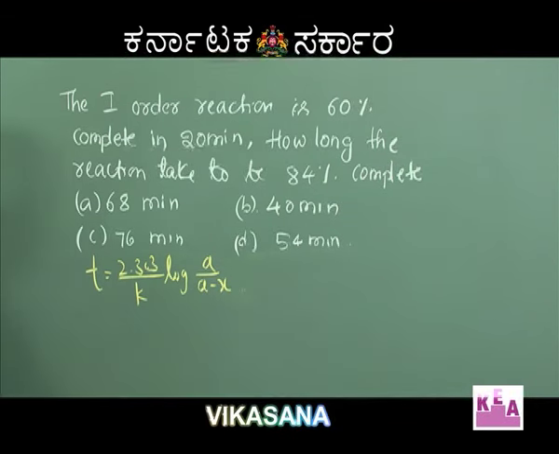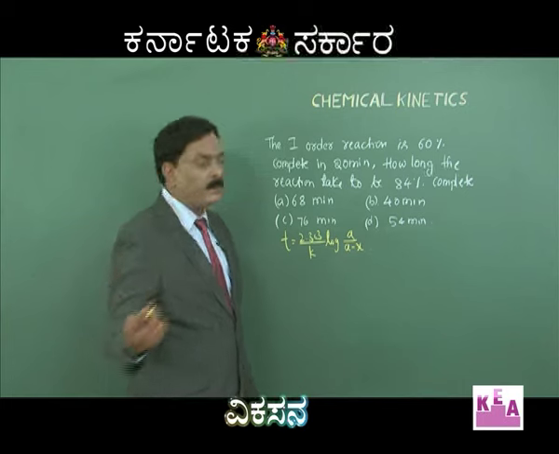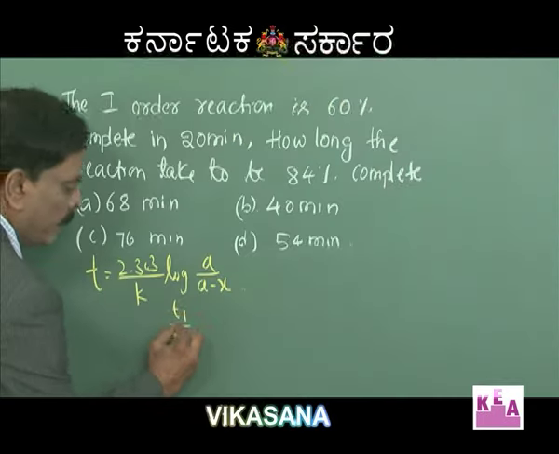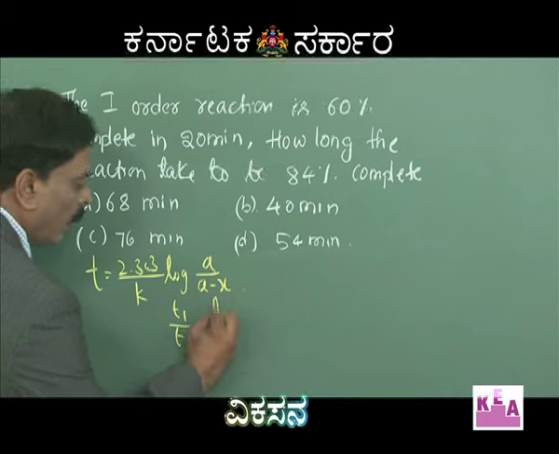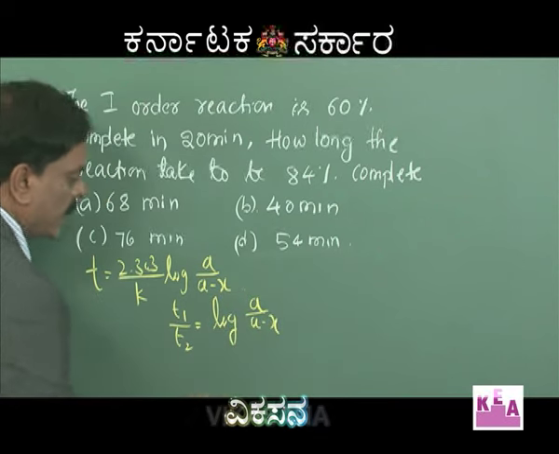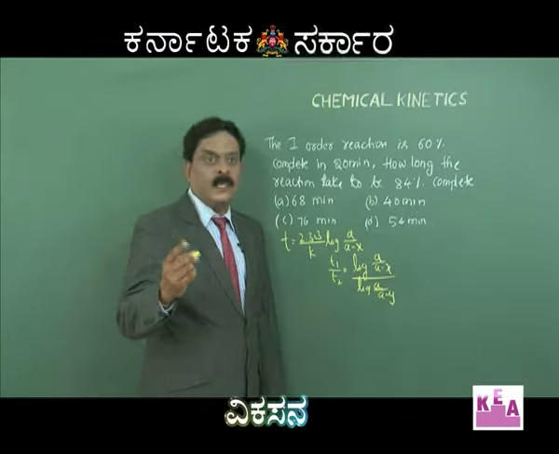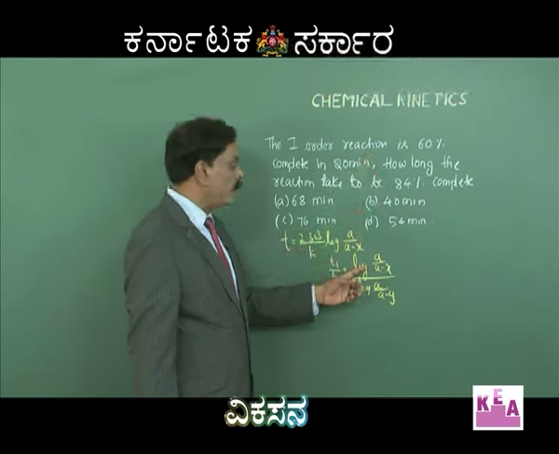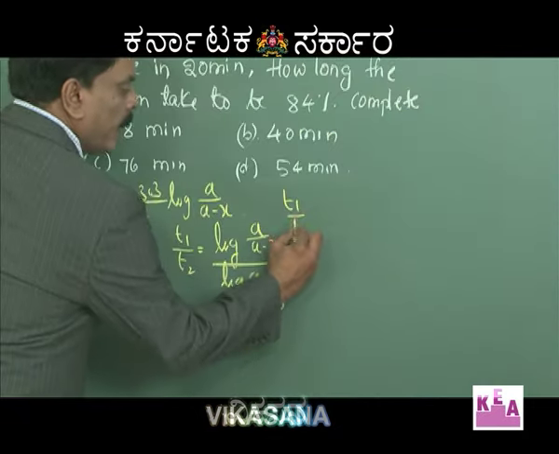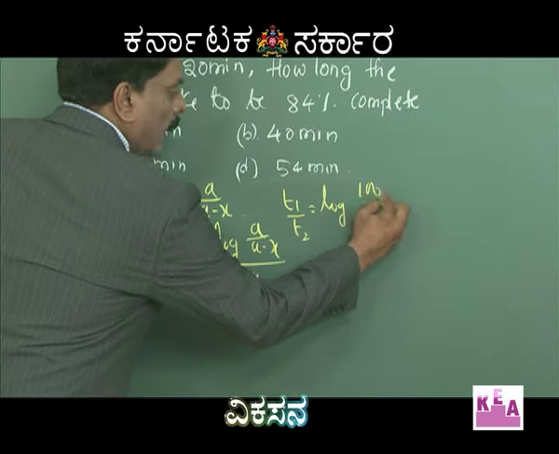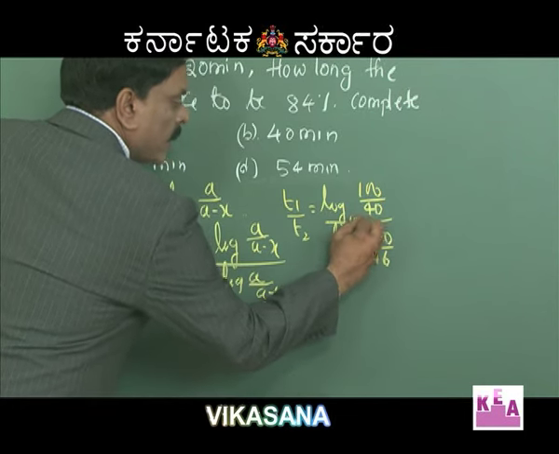As per the problem, you are given the time taken for 60% completion and you are asked to find the time taken for 84% completion. So, T1 by T2 will be equal to, if you divide, log of a by a minus x by log of a by a minus y, where the value of x is 60, supposing you take a as 100, and the value of y is 84, and therefore T1 by T2 will be equal to log of 100 by 40 by log of 100 by 16, of course to the base 10.